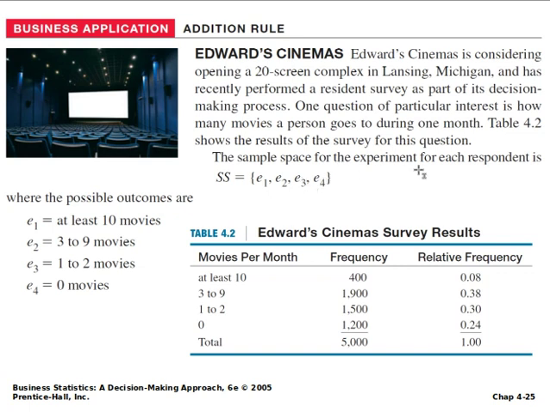The sample space for the experiment for each respondent, here SS, is the set of E sub 1, E sub 2 to E sub 4, where the possible outcomes are: E sub 1 is at least 10 movies, E sub 2 is 3 to 9 movies, E sub 3 is 1 to 2 movies, and E sub 4 is 0 movies.